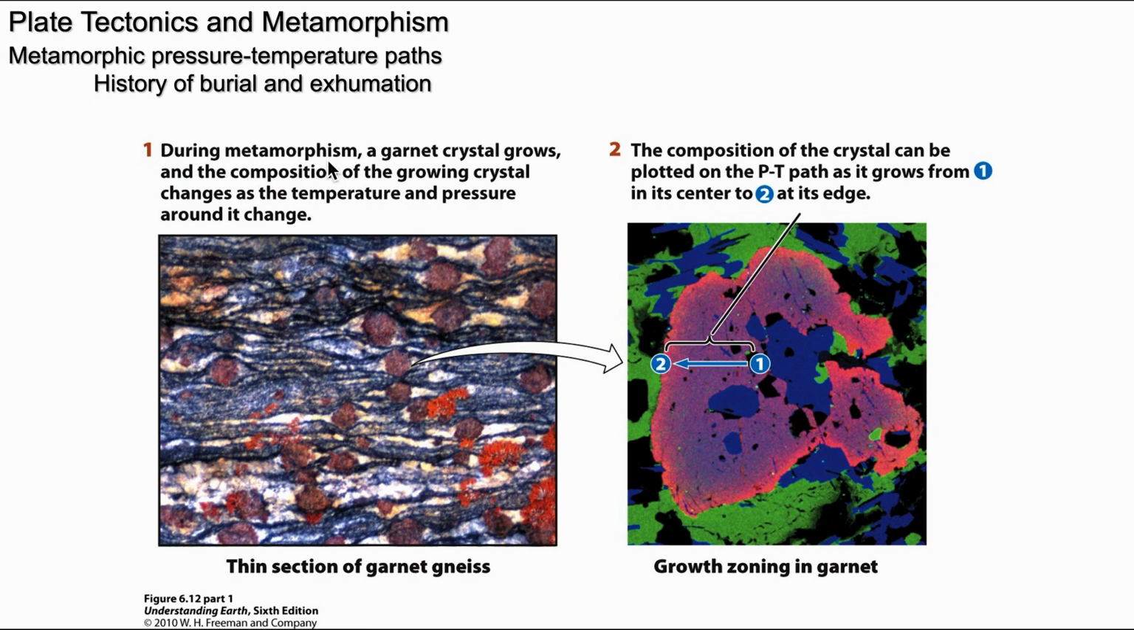In the example here, during metamorphism, a garnet crystal is growing, and the composition of the growing crystal is going to change as the temperature and pressure around it change. So we start out in that exotic terrain, we force it down the subduction zone. This mineral is going to grow as it travels down into a zone of higher temperature and higher pressure. And then we're going to turn that whole thing around and uplift this mineral. It's still hot, it's still under pressure, so it's going to continue to metamorphose, but at lower temperatures and lower pressures. So the resulting new material is going to be representative of that.